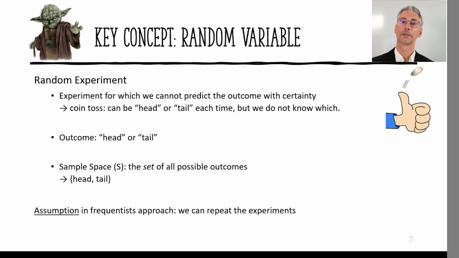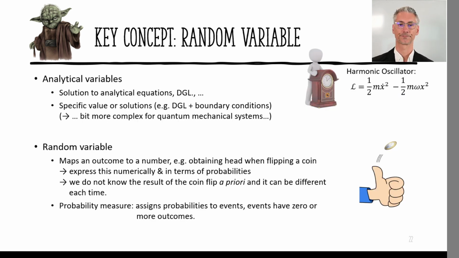Here, we need to introduce the key concept of a random variable. So, our random experiment is the experiment for which we cannot predict the outcome with certainty. Like our coin toss. We cannot say for the next coin toss if we have a head or a tail each time. We don't know which, but we know it's one of those two. So these are the outcomes, head or tail, and our sample space is the set of all possible outcomes, head and tail. So the assumption in our frequentist approach, like in the coin flip, is that we can repeat our experiments, and so we can define this probability.